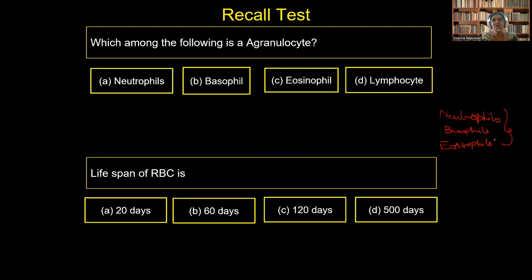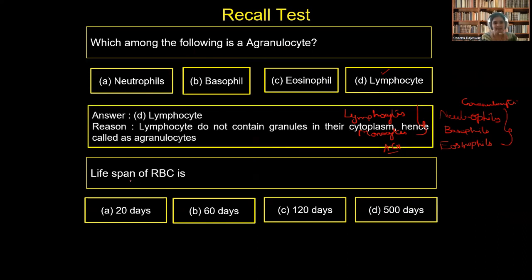These are granulocytes, whereas lymphocytes and monocytes are agranulocytes. So now we can answer. Which of the following is an agranulocyte? Neutrophil is a granulocyte. Basophil is a granulocyte. Eosinophil is a granulocyte. So which is an agranulocyte? It is lymphocyte. So the correct answer is lymphocyte.